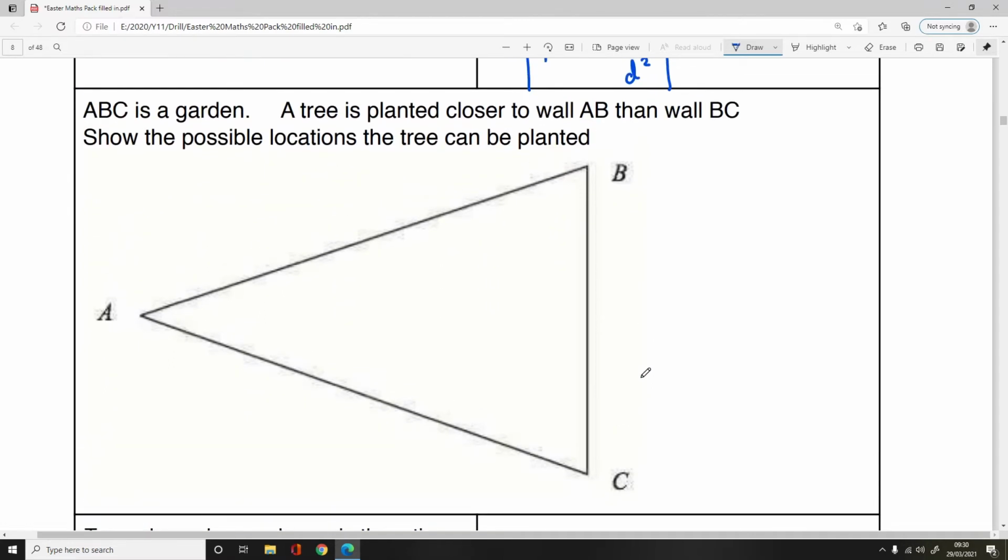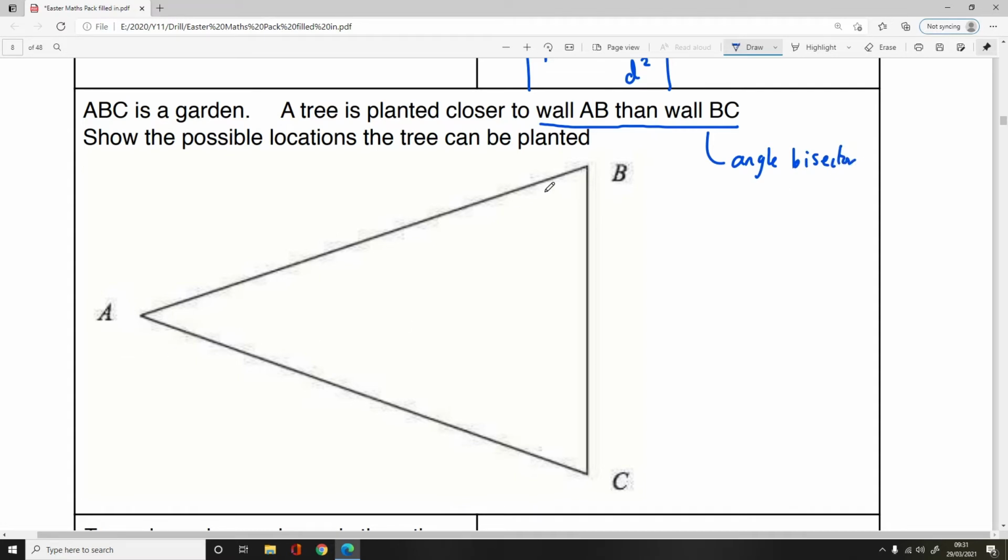So this one is actually a compass question. What I'm going to do here is going to be a little bit inaccurate, but we'll try and explain the general methods that we want to do. ABC is a garden. Well done. A tree is planted closer to wall AB than wall BC. So if we're talking about closer to one wall than another, then we are talking about an angle bisector.